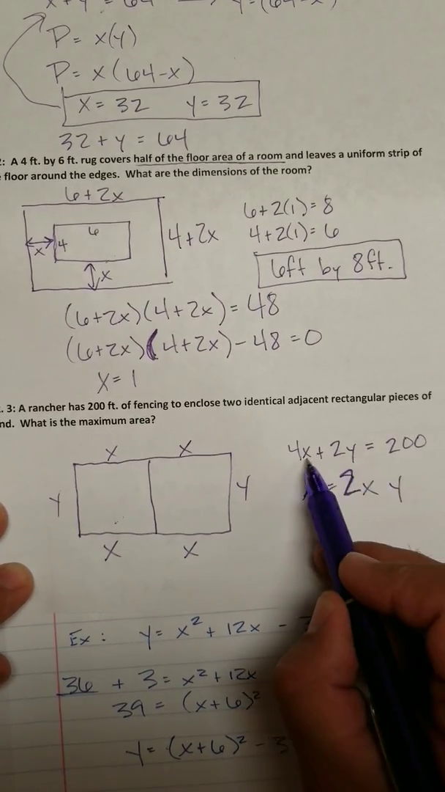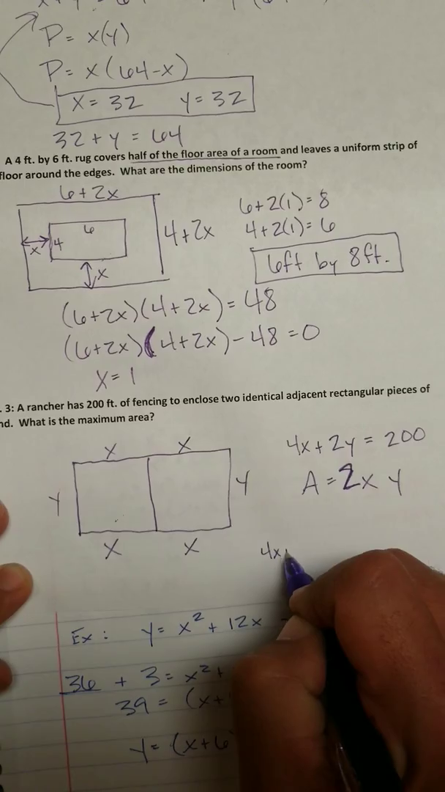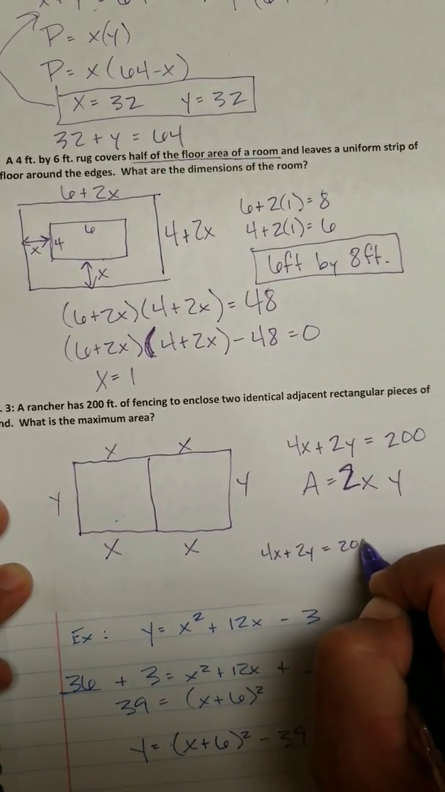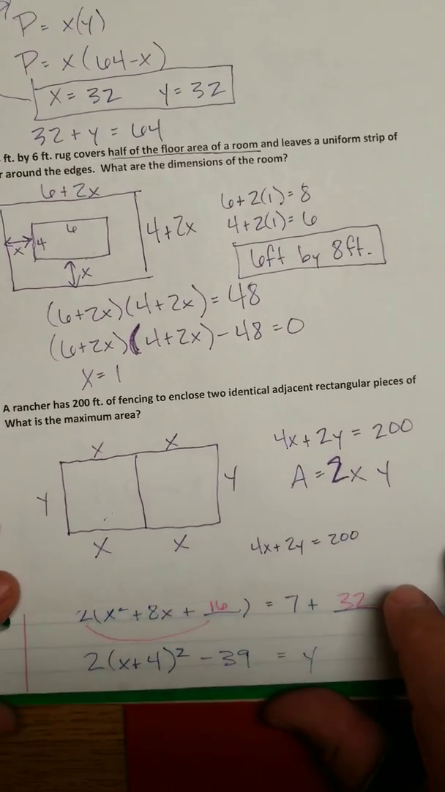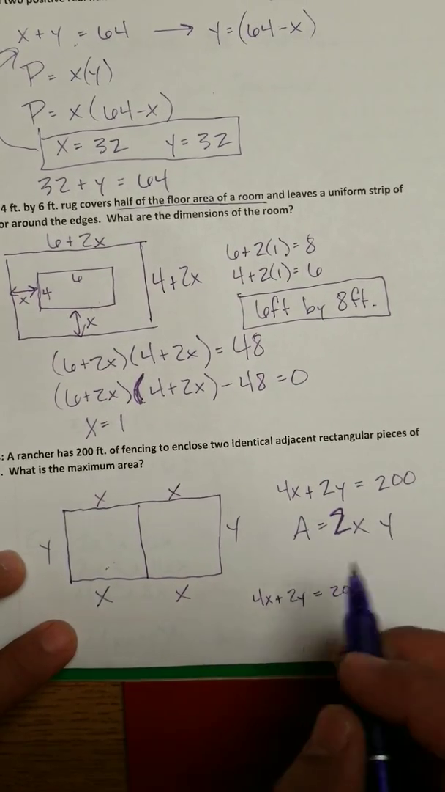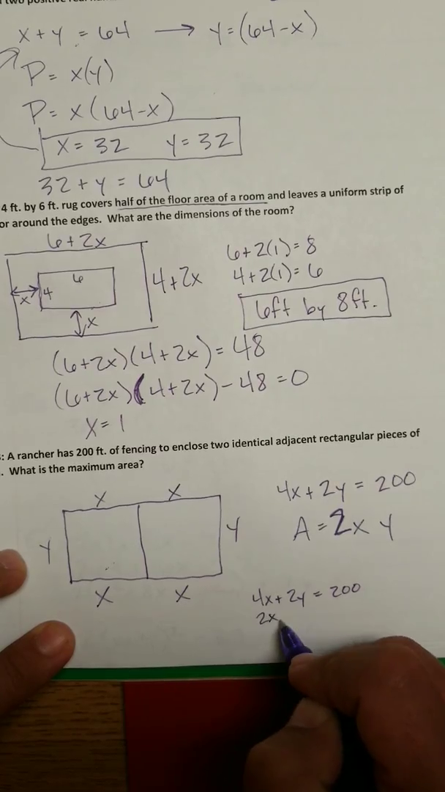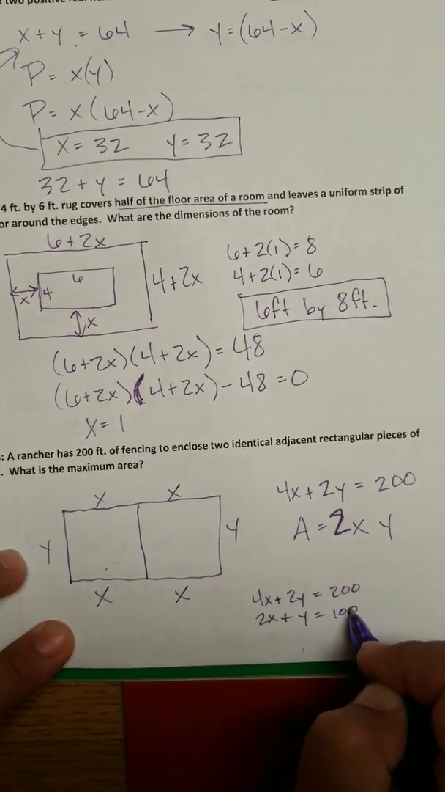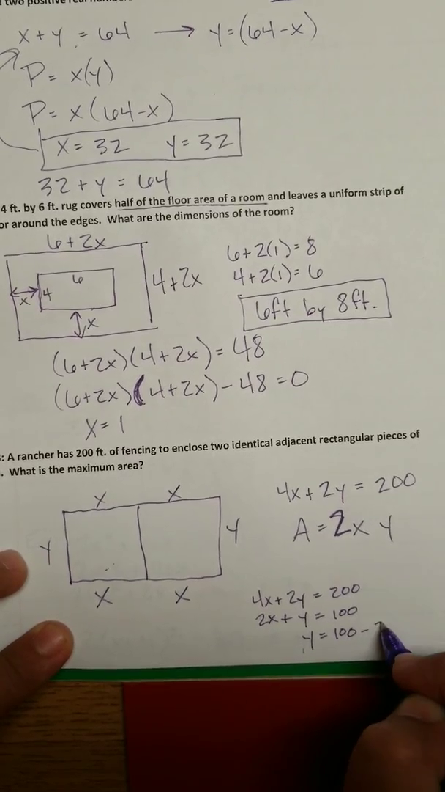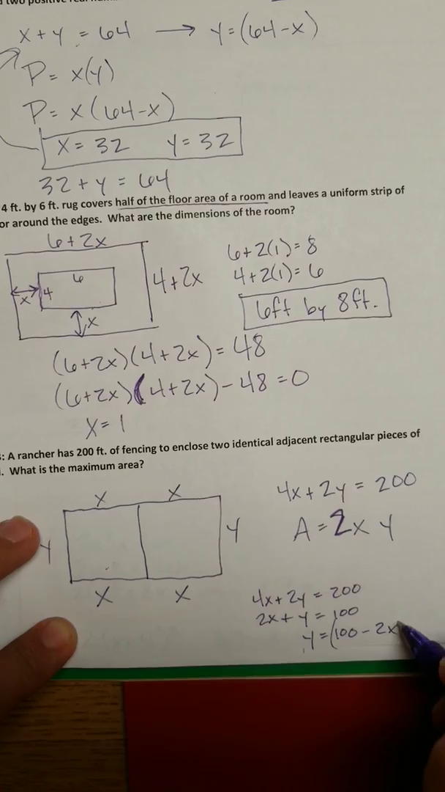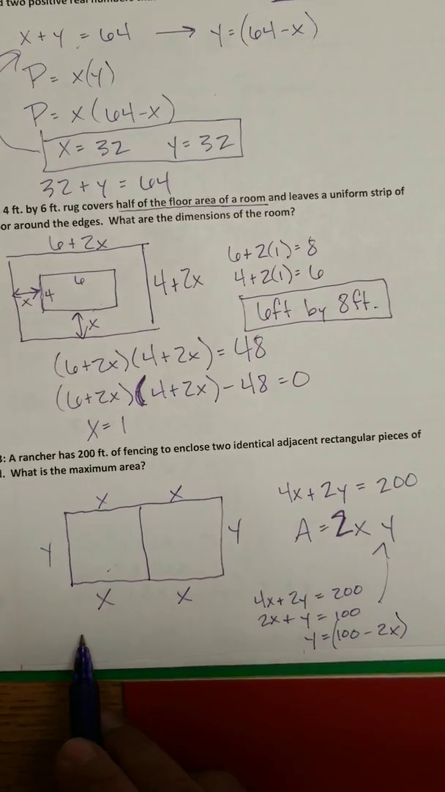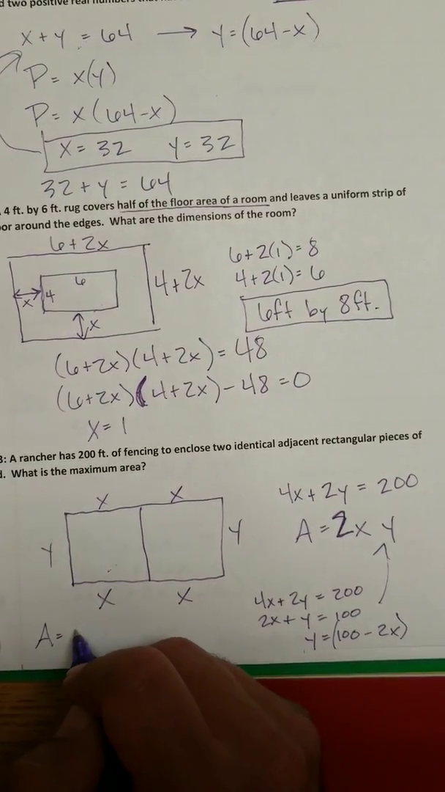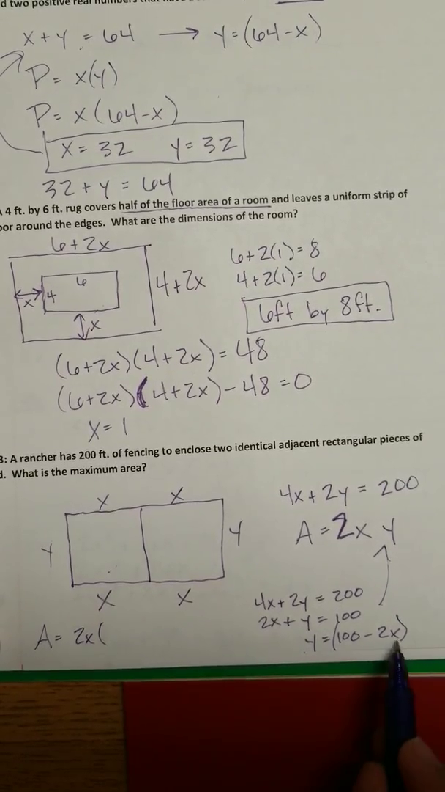So this is another one where we have to create the quadratic. We have three variables right here. So I'm going to take that 4x plus 2y equals 200 and just solve for y. If I divide everything by 2, I get 2x plus y equals 100. That's an easy way to do it. So now we're looking at 100 minus 2x. And then let's just plug that in for y right there. So the area is 2x times 100 minus 2x.